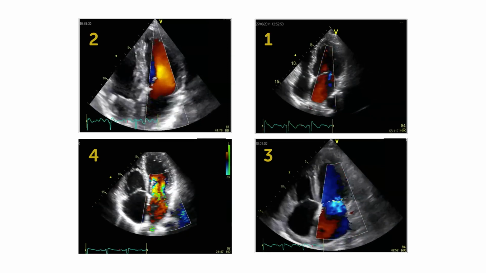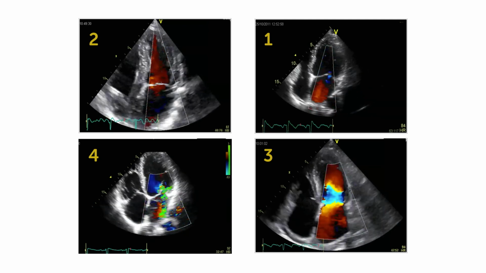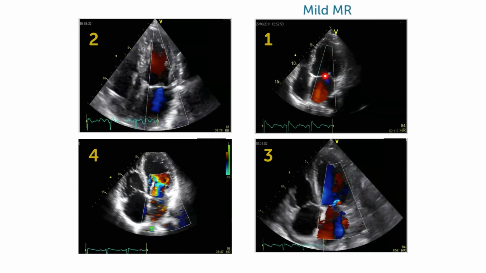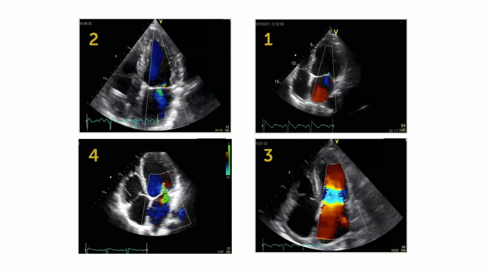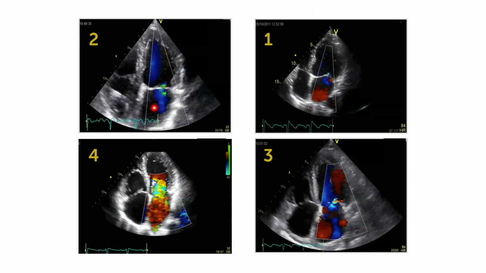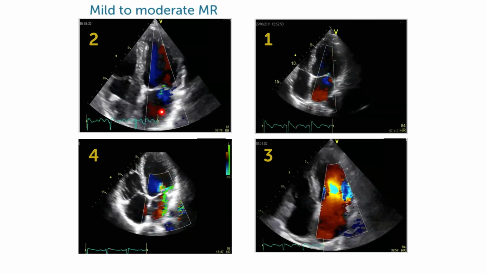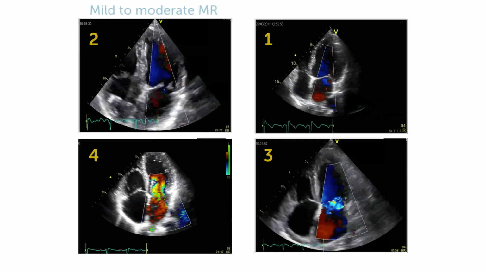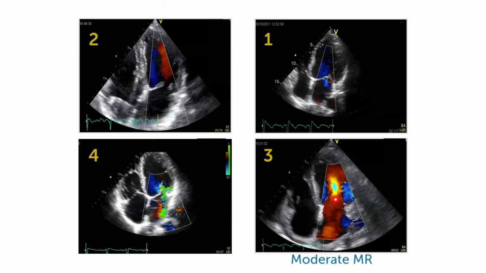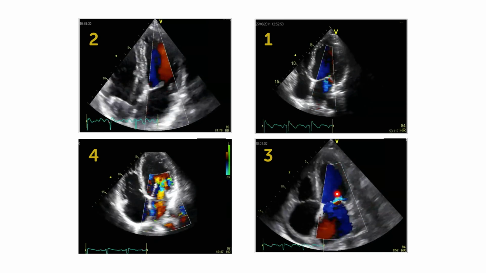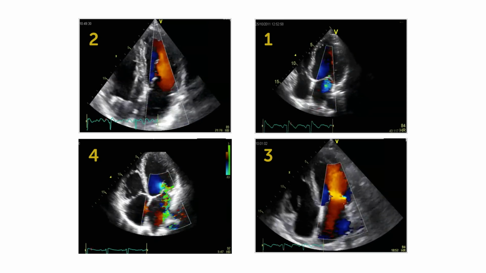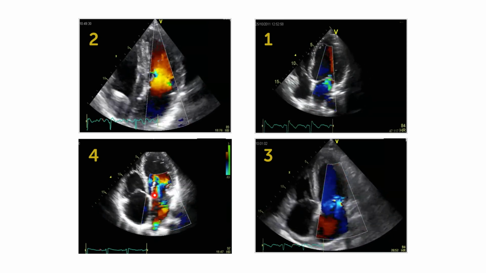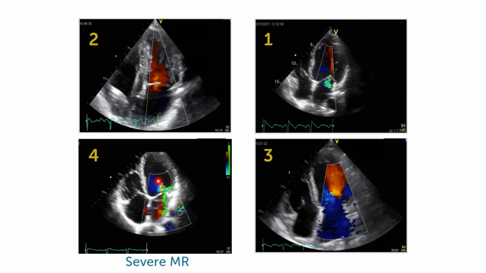Obviously, this jet is very, very little. This is at best mild mitral regurgitation. A little bit more maybe. I would quantify it maybe mild, mild to moderate. Moderate mitral regurgitation. Much more regurgitation here. And definitely, this is the patient who probably has the biggest problem because he has a broad jet.